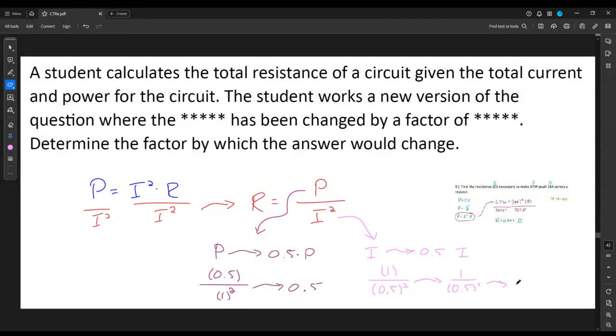Okay, so 0.5 squared, we've already, I think, used this a few times today. It gives us 0.25, and then 1 divided by 0.25, or the reciprocal of that, is going to give us 4 for this question.